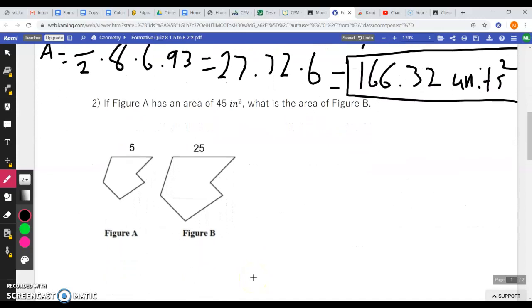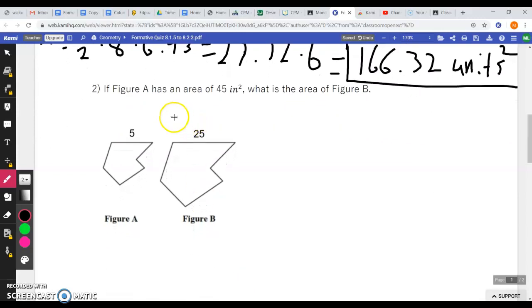Okay. It's saying if figure A has an area of 45, so this area in here is 45, what is the area of figure B? And so this is actually a question using just linear scale factor and area scale factor. Okay. And so linear scale factor, this is again from 2.5 weeks ago, but linear scale factor is what we saw sides get scaled by and perimeters get scaled by.